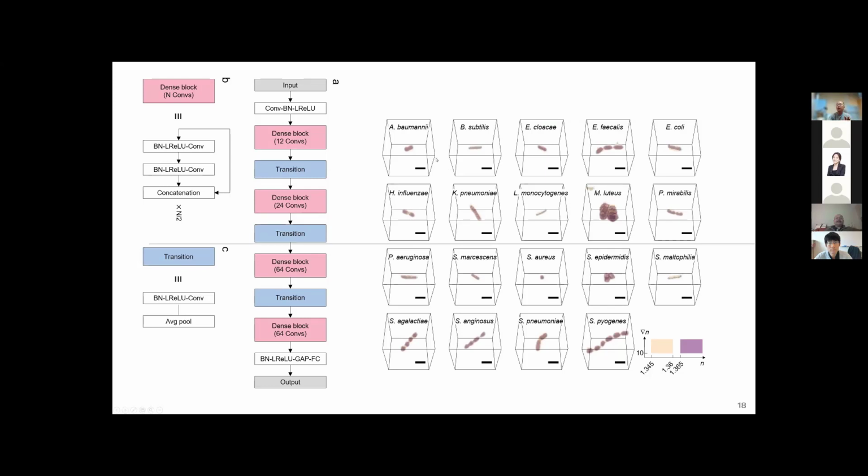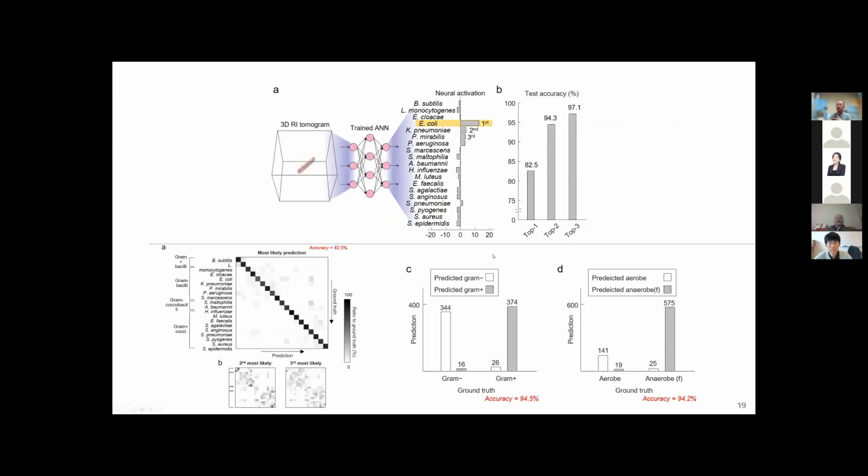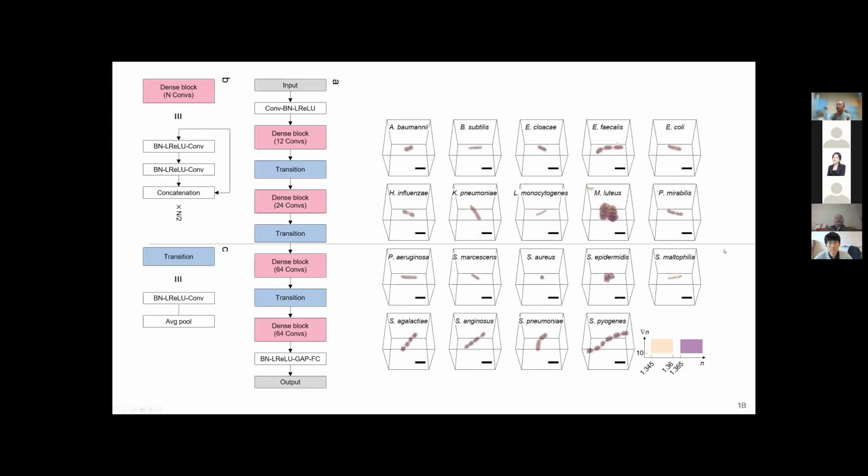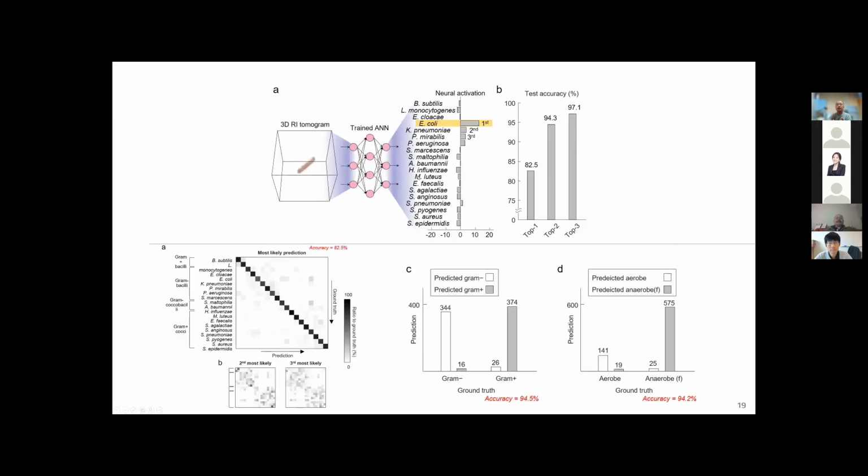We have measured at least 500 individual bacteria per species, and we have measured 19 different bacterial species frequently found in sepsis patients in Korea. But it covers most of the sepsis patients, more than 96% of the sepsis cases in Korea. So we have trained on the shape of these bacteria by using convolutional neural networks. And after training, we have tested the classification algorithms.